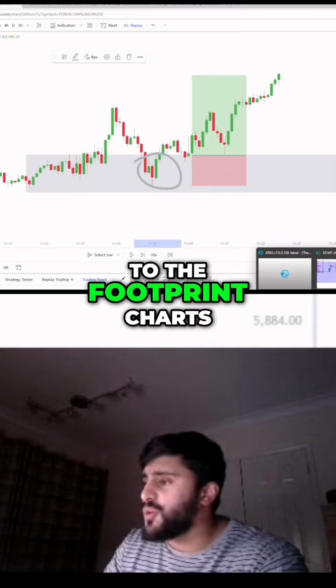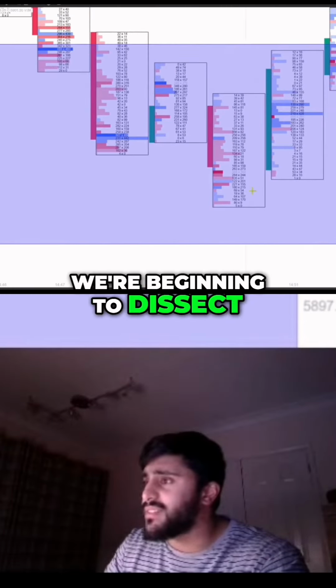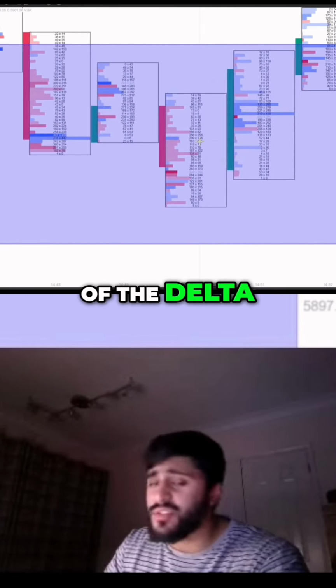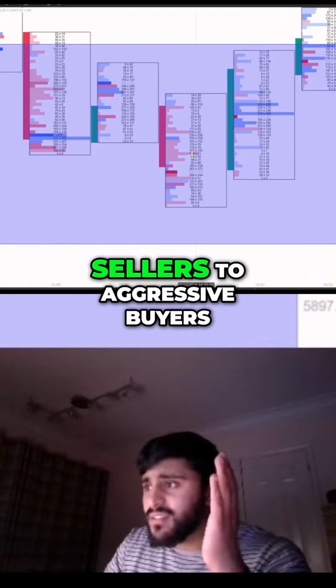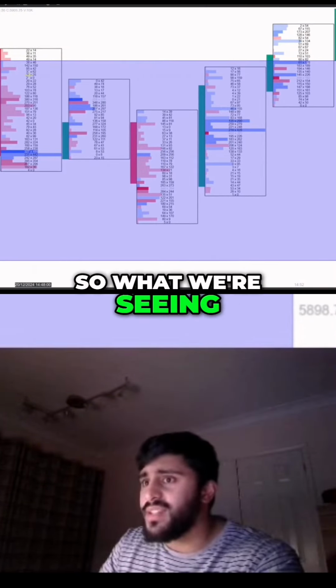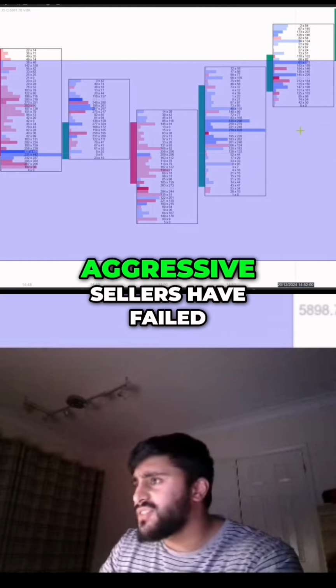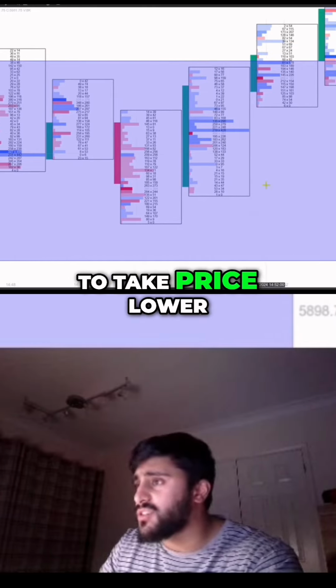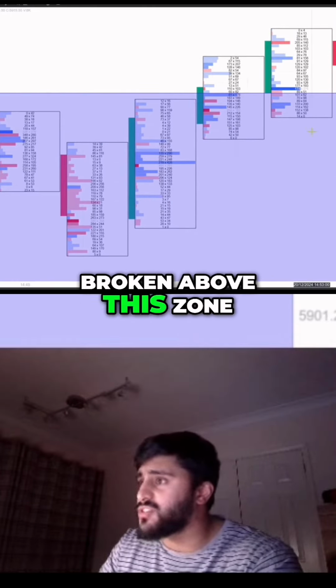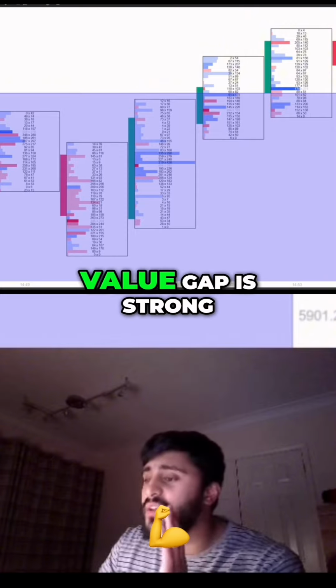Now when we go back to the footprint charts, we're beginning to dissect this as a shift of the delta, a shift of aggressive sellers to aggressive buyers. What we're seeing is aggressive sellers fail. Aggressive sellers have failed to take price lower, and price is actually broken above this zone. This is the first sign that the fair value gap is strong.